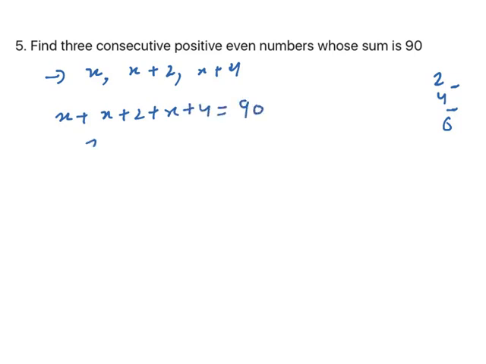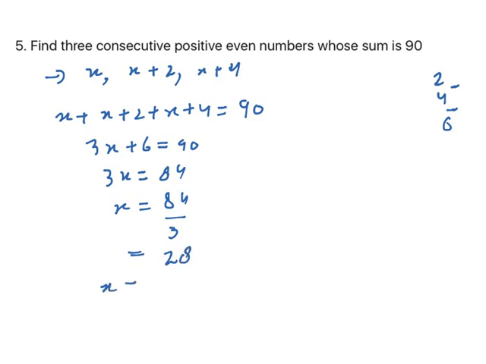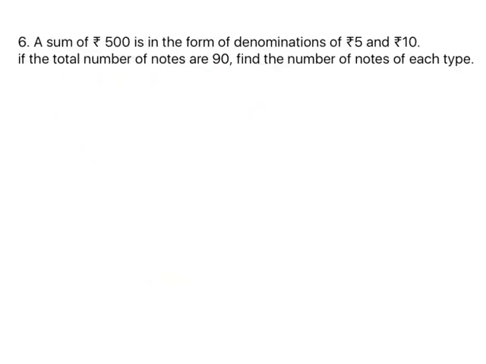Now we will solve it. We will have 3x plus 6 equals 90. So we transpose 6 to the right hand side. We get 3x equals 90 minus 6, that will give us 84. x equals 84 by 3, which gives us 28. So we have the value of x as 28. So the three consecutive numbers will be 28, 30 and 32. These are the three positive consecutive even numbers whose sum is 90.